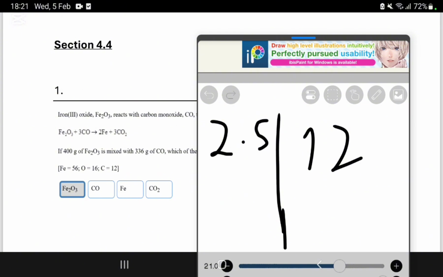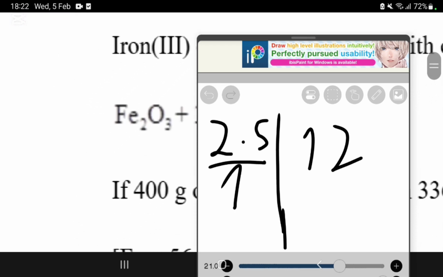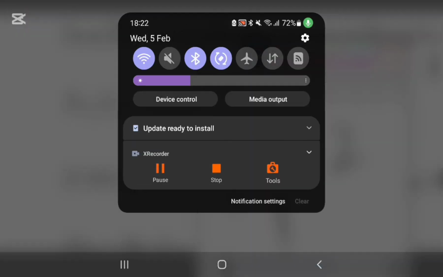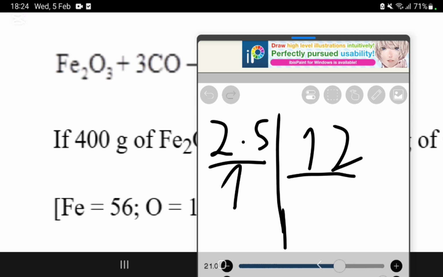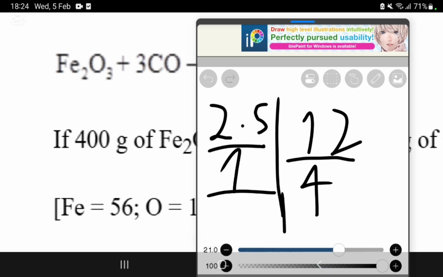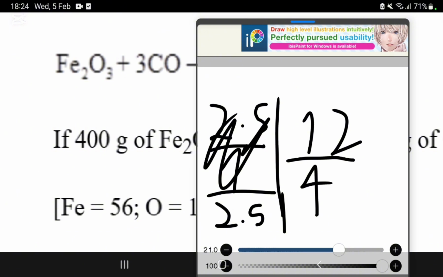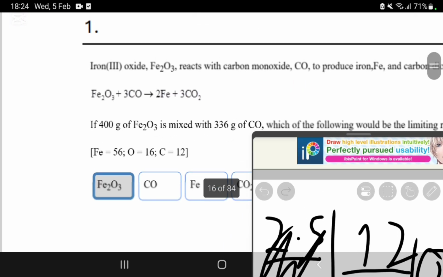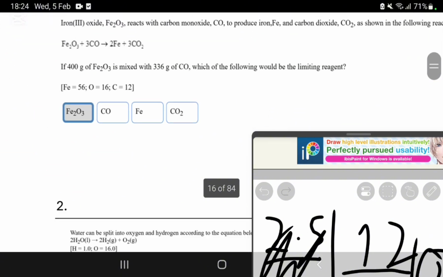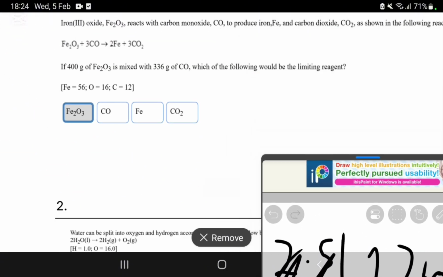Okay, to find out which one is limiting and which one's excess, we divide the moles by the coefficient. So here we do over 1 because Fe2O3 has a coefficient of 1. So here we get 2.5 over 1, which is 2.5. And then this is 3. So if CO is 3, meaning that CO is the excess. But over here they're asking for the limiting, which is less, which is Fe2O3.